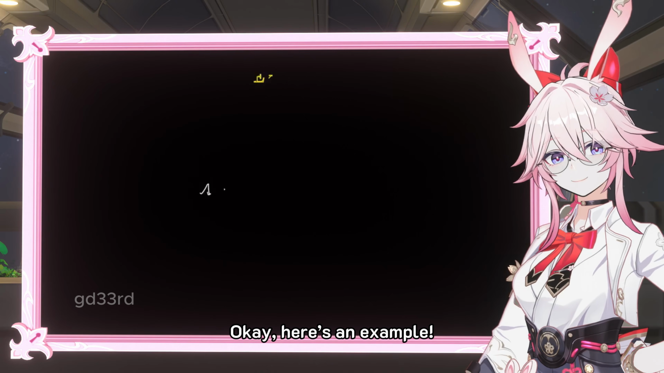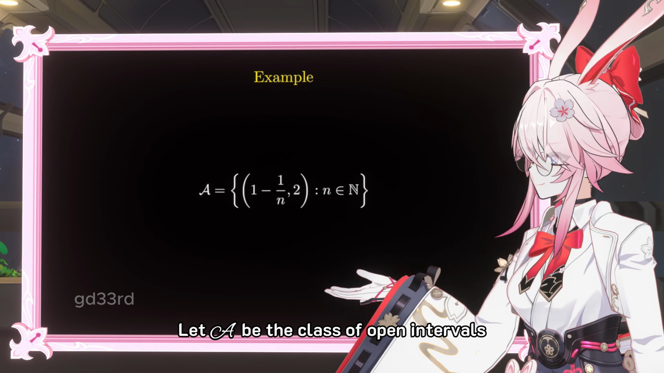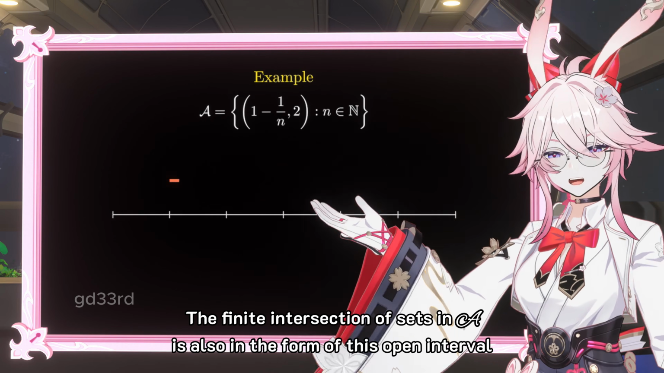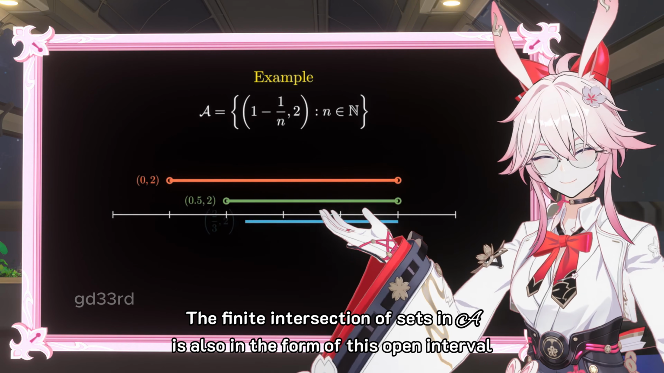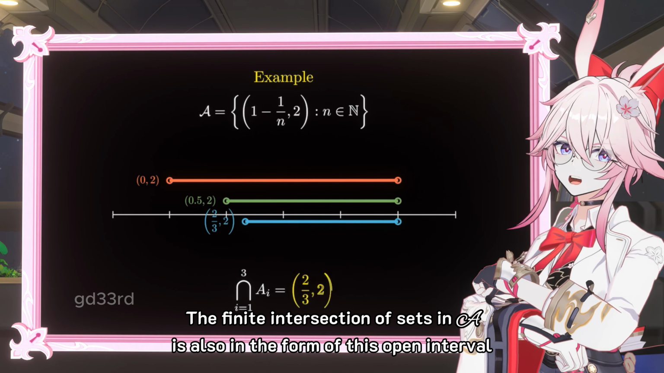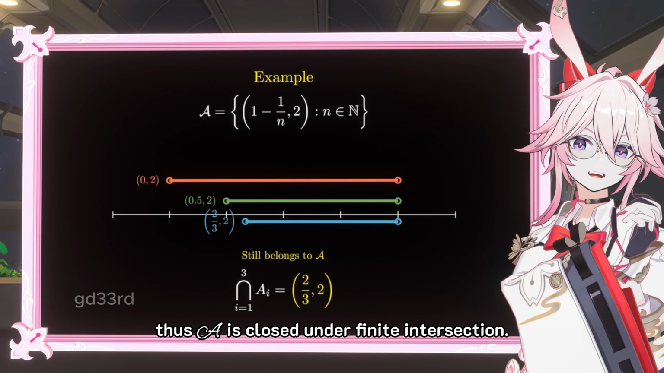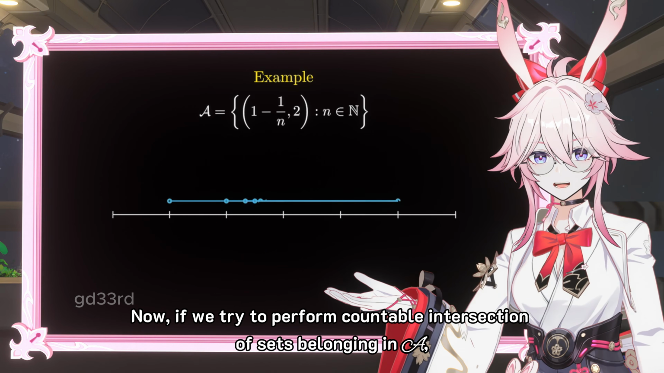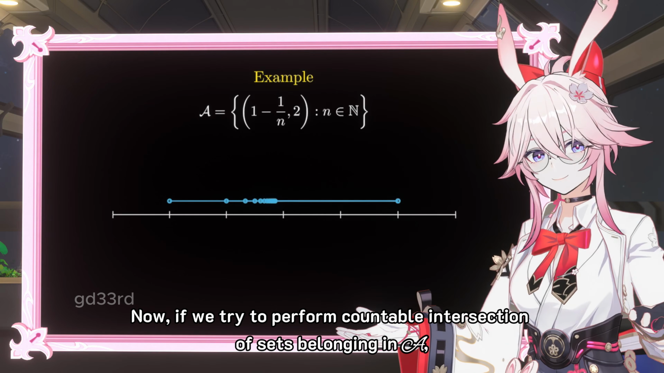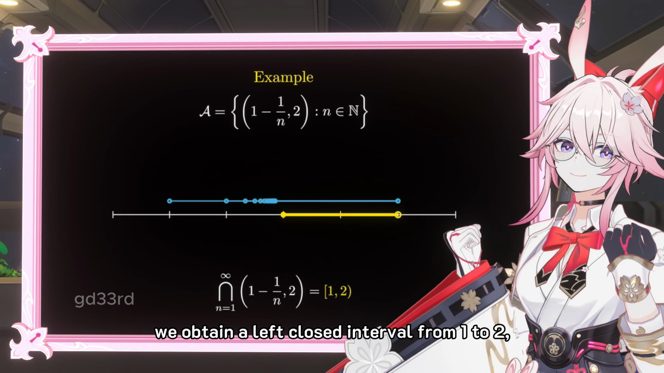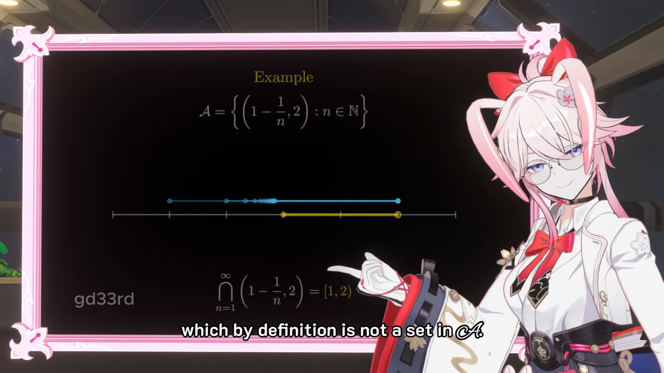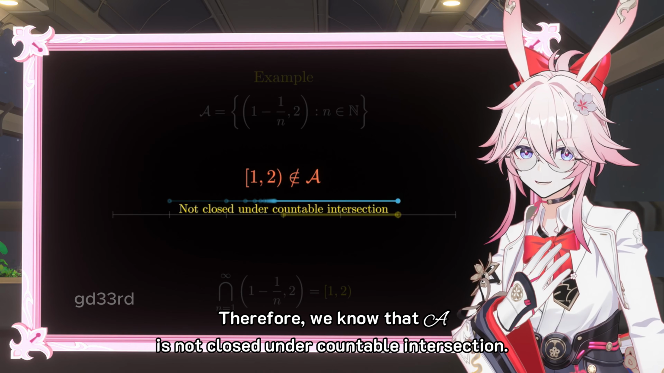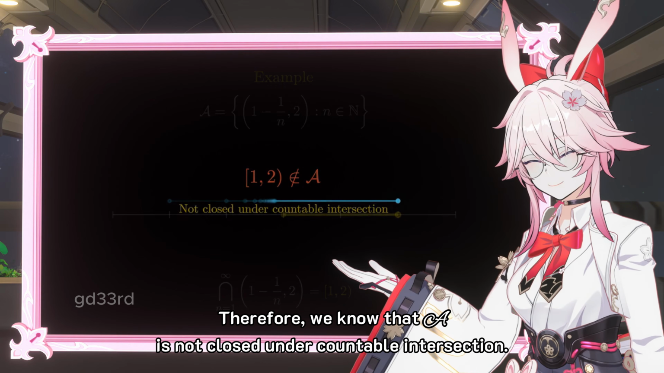Okay, here's an example. Let A be the class of open intervals of the form (1 minus 1 over n, 2). The finite intersection of sets in A is also in the form of this open interval, thus A is closed under finite intersection. Now, if we try to perform countable intersection of sets belonging in A, we obtain a left closed interval from 1 to 2, which by definition is not a set in A. Therefore, we know that A is not closed under countable intersection.